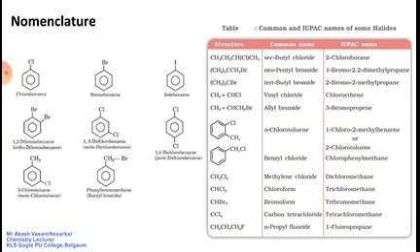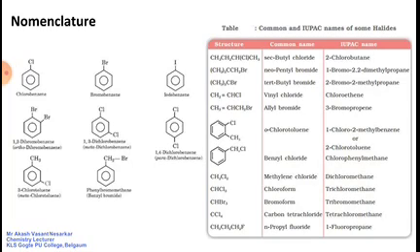So, in the last class, we studied haloalkane and the types of haloalkane based on the number of halogens and based on the hybridization of the carbon to which the halogen atom is attached. In today's class, we will see the nomenclature, the preparation, and also the properties of haloalkane and haloarene.